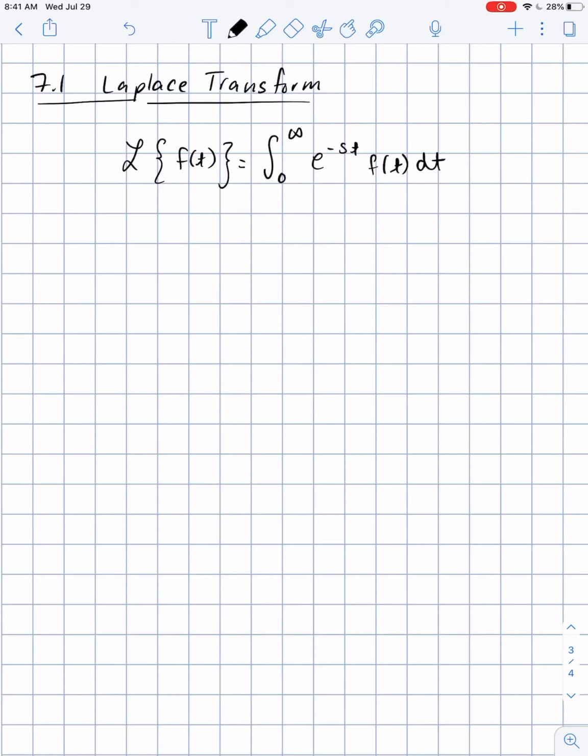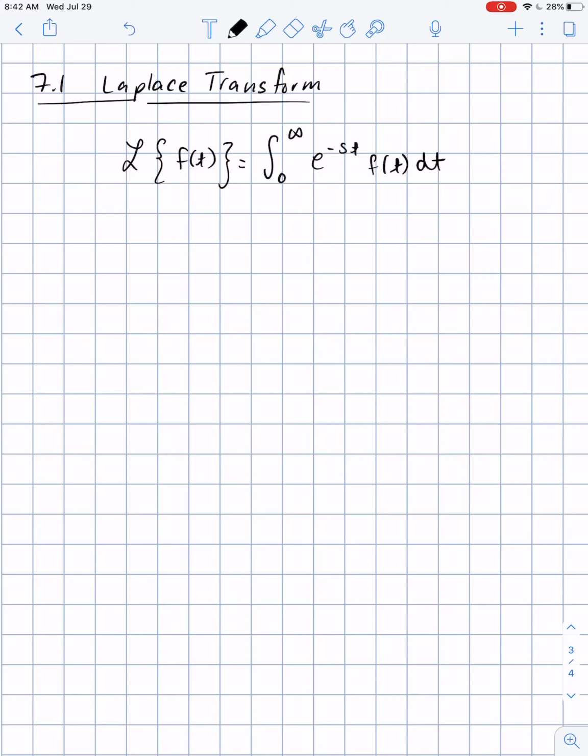All right, on to 7.1, the Laplace transform. This is the formula that you have. The mathematician Laplace, however you say it, used this to solve differential equations. So first we've got to get used to transforming functions back and forth.